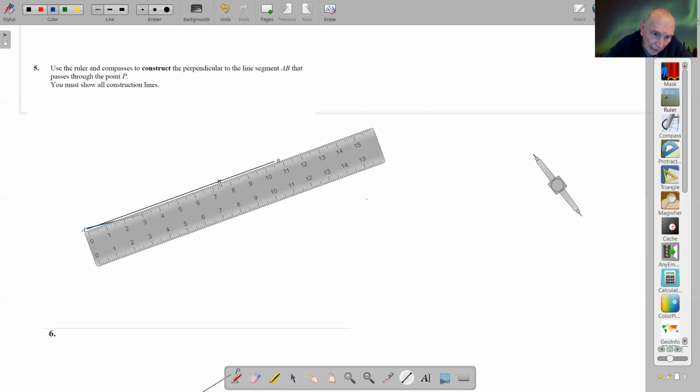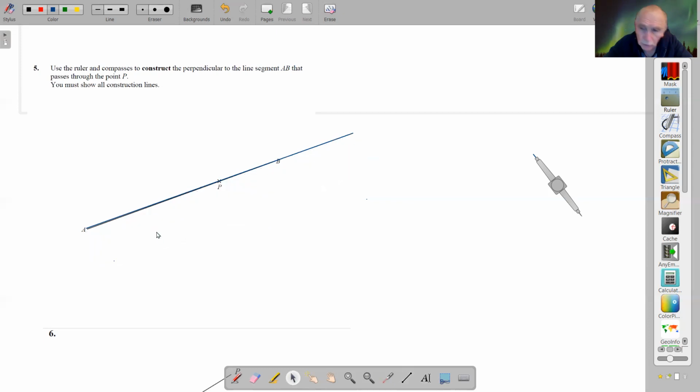another 7.5 past P. It's a bit awkward to draw with this tool, to be honest, so I've not quite got it right at this end. But there we go. So AP and then we can call it C up here or something. Then AP is the same as PC.